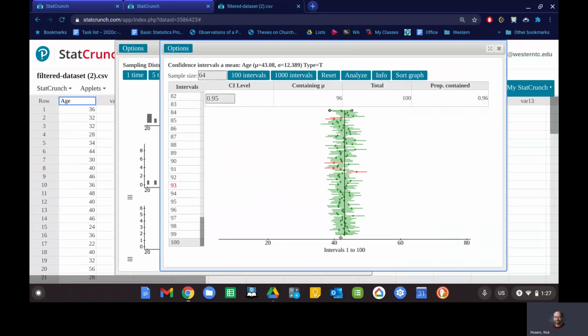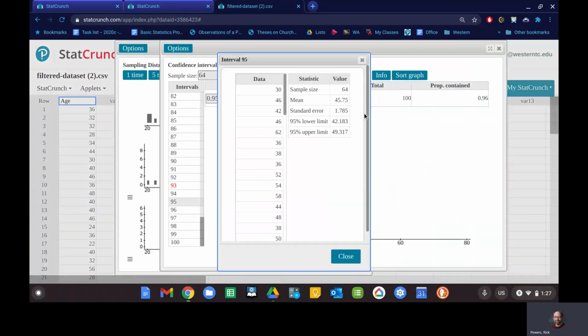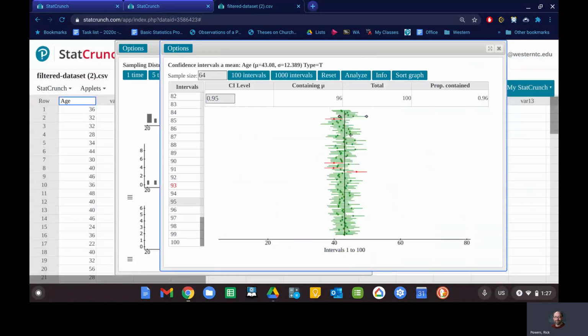As you can see, they're basically from around 40 to 45 or so. And I can click on one of them here, and you can see it's from 42 to 49. Oops, that wasn't the right one, I don't think.